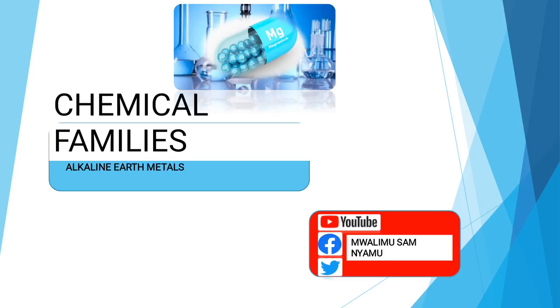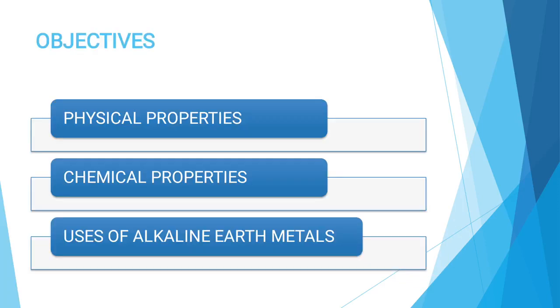The objectives of the day: by the end of the lesson, each and every learner should be able to state the physical properties of alkaline earth metals, the chemical properties of alkaline earth metals, and finally state at least a few uses of alkaline earth metals.